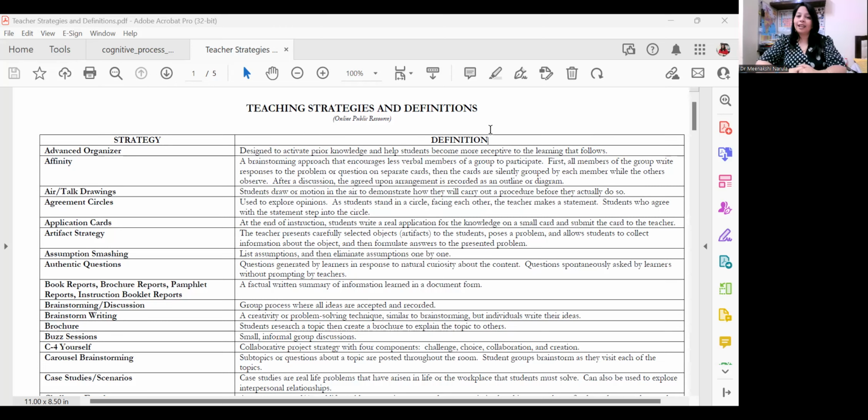The next one is a brochure. Students research a topic, then create a brochure to explain the topic to others. The same can be done. See, when we go out somewhere on the roadside, the people keep standing and sharing with other salespersons. They talk about the brochures, all information is there. Maybe it can be related to anything.